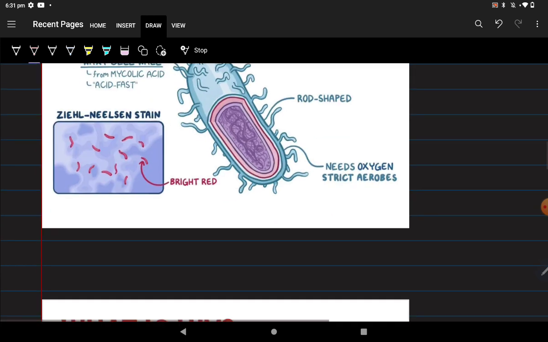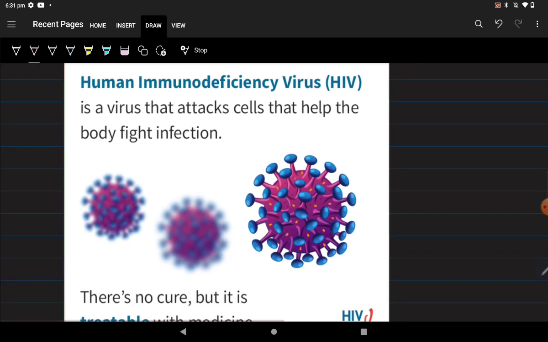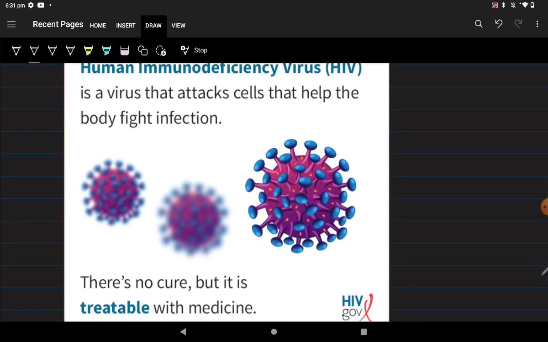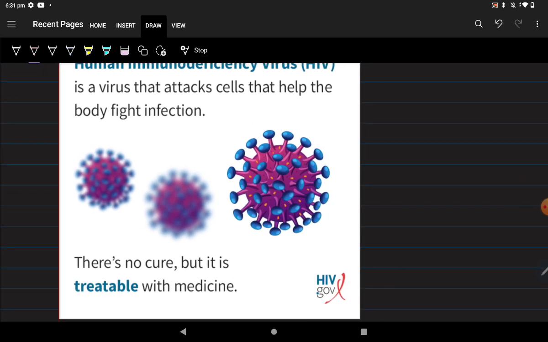Now, with HIV, on the other hand, it is a virus that attacks cells that help the body fight infection. There is no cure, but it is treatable with medicine. It is a virus that attacks our immune system, so it primarily infects a specific type of white blood cell called CD4 plus T cells, which are crucial for our body's defense against infections.